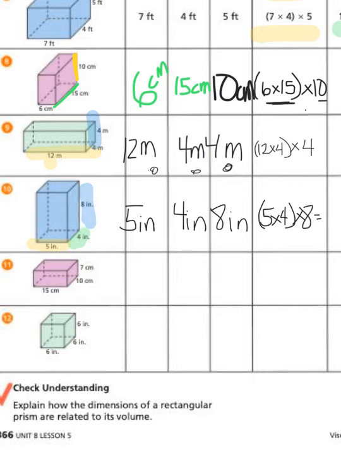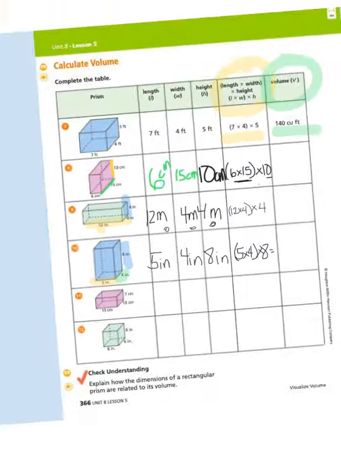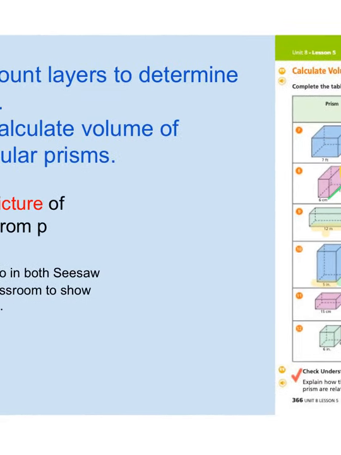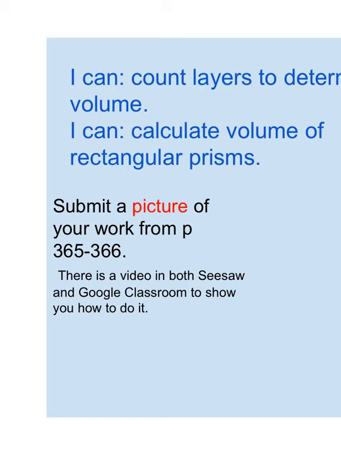Please make sure once you're done that you snap a picture of these 2 pages so that I can see that you have done the work. And that's 365 and 366. And make sure you submit that in Google Classroom. And if you don't know how, there is a video in Seesaw and Google Classrooms on how to do it.